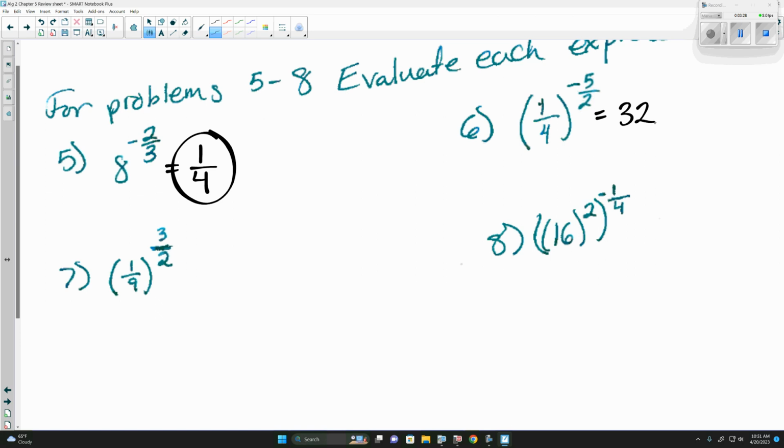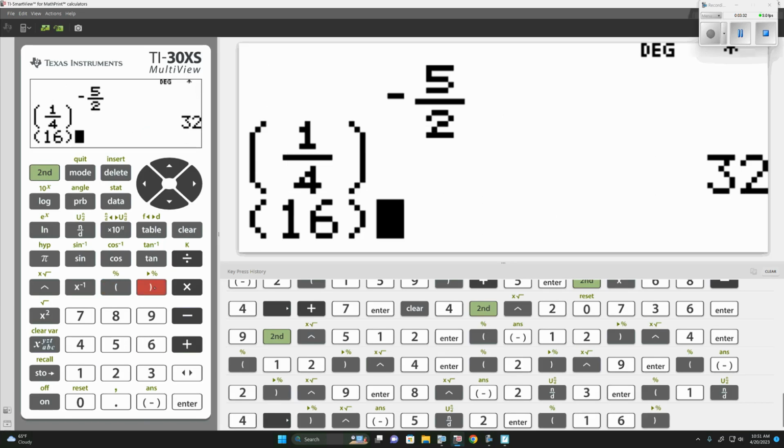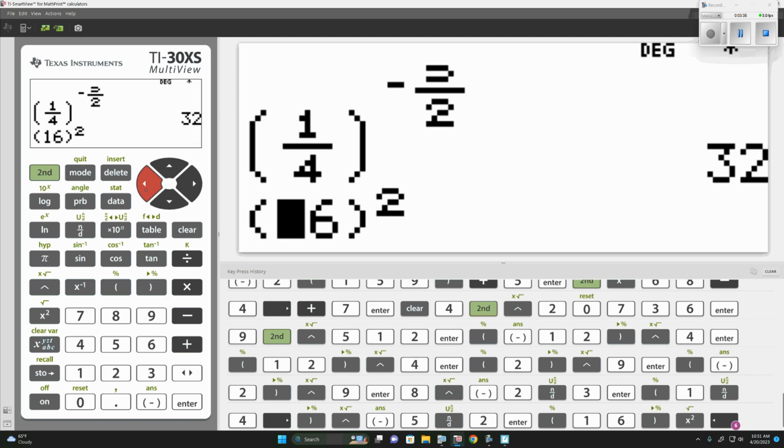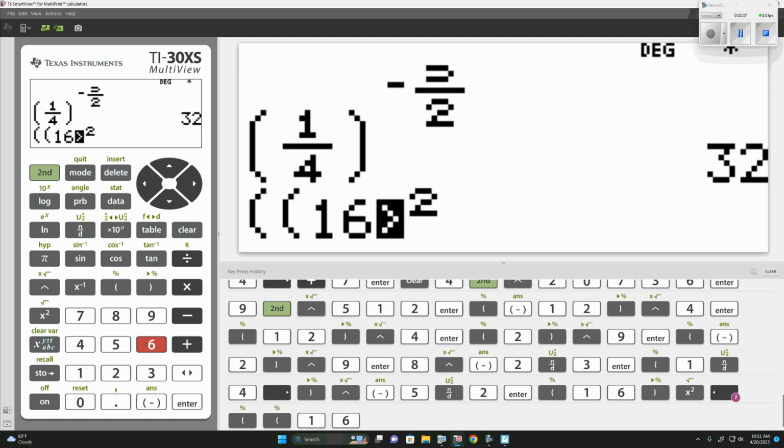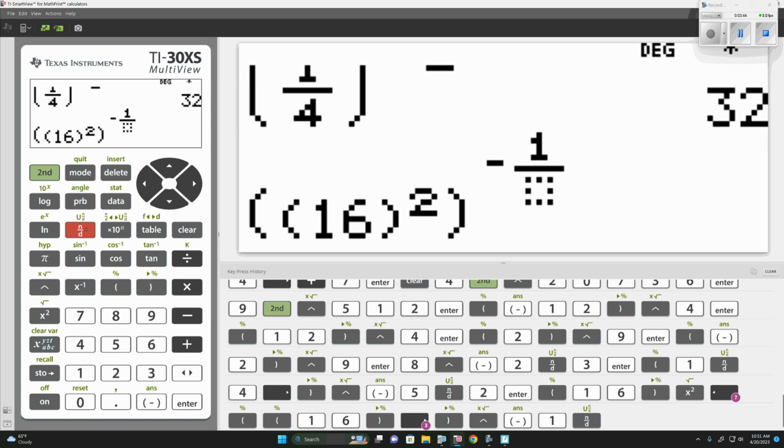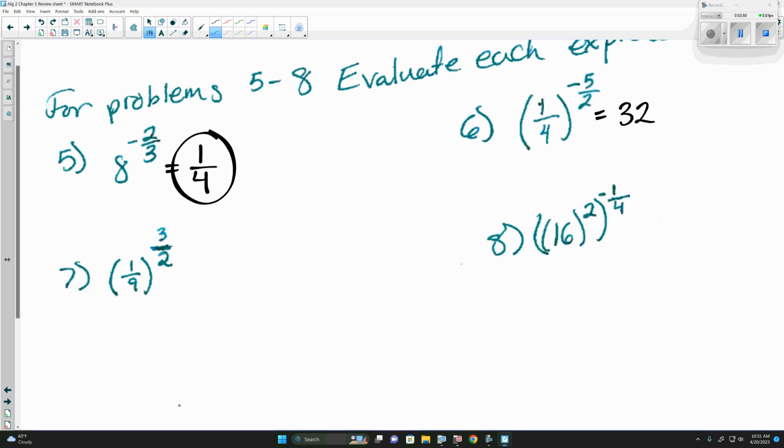So like 8, we'd say 16 to the 2nd power. Well, we need 2 sets of parentheses. 16 squared, and this is 2 to the negative 1/4, which is 1/4. If we do have something like this, I would type it in exactly as we see it and go from there. And if we type number 7 into the calculator, we should get 1/27. Any questions on 5 through 8?